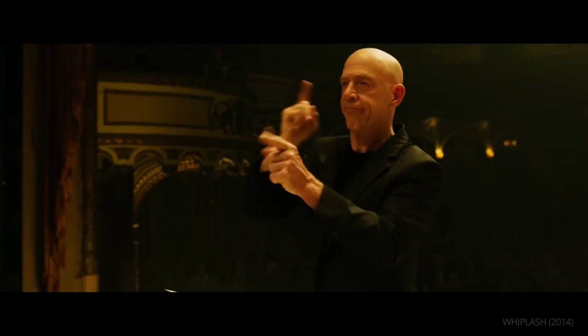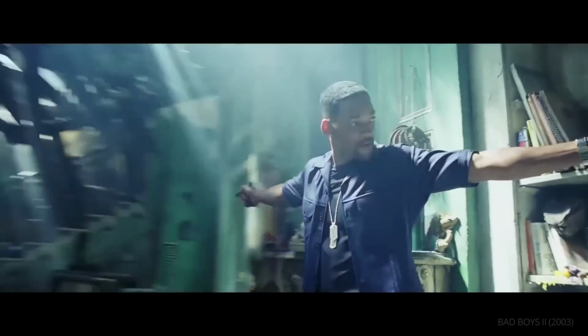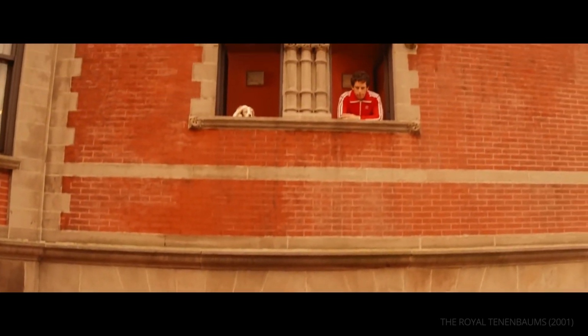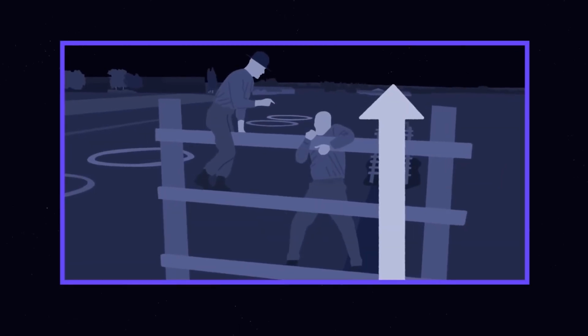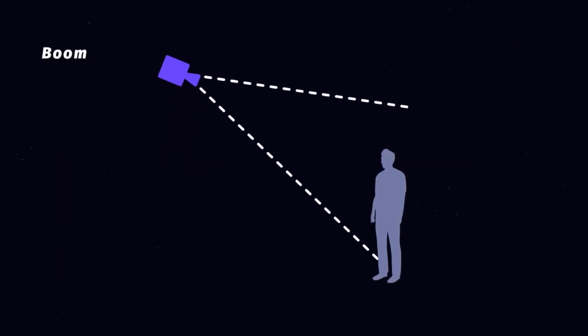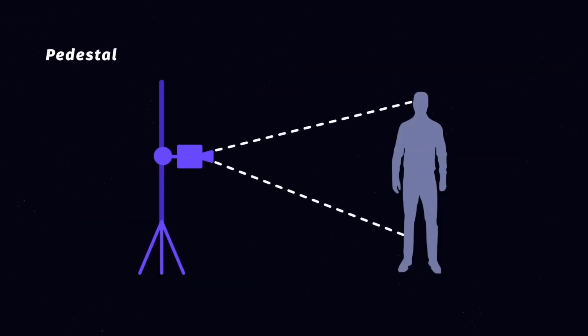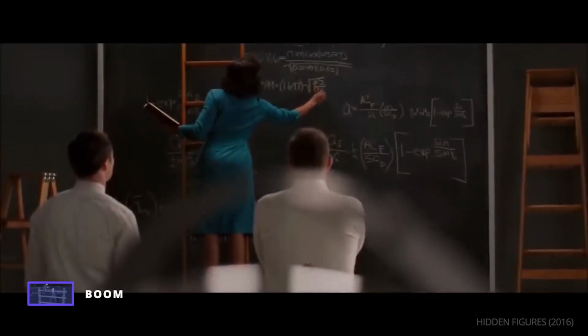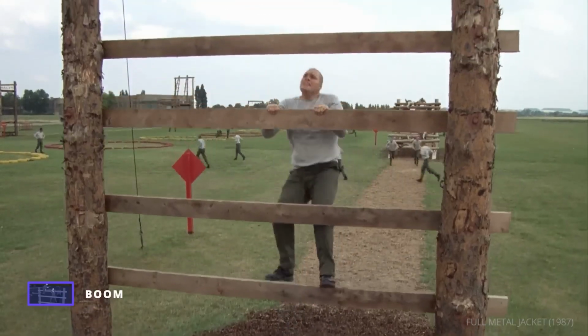Now that we've analyzed how to move a camera left, right, in, out, and around, let's take a look at how we move the camera vertically with the boom shot. A boom shot moves a camera up or down, utilizing a crane, jib, or pedestal. Small boom movements are commonly used to reveal information, while large boom movements can be used to follow characters in action or to capture the world surrounding them.